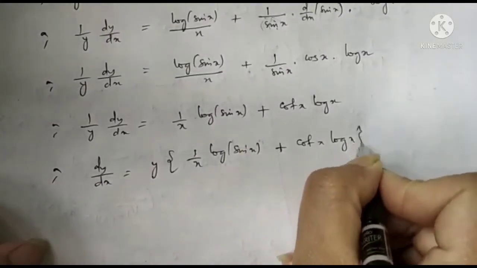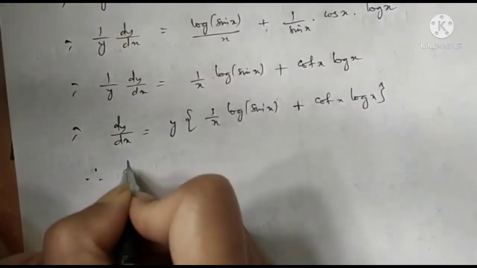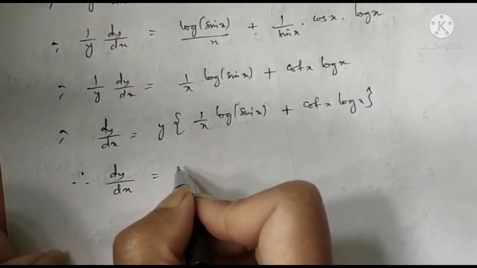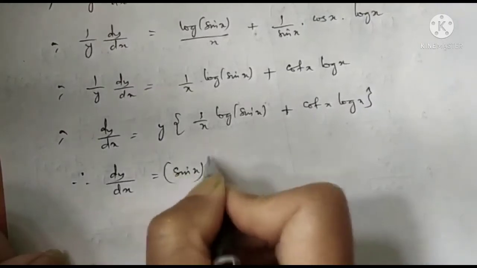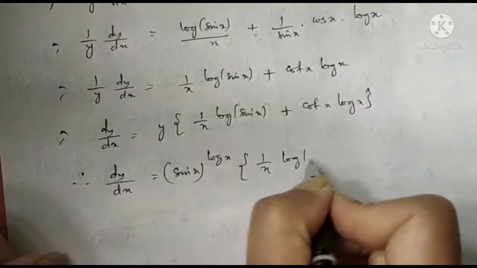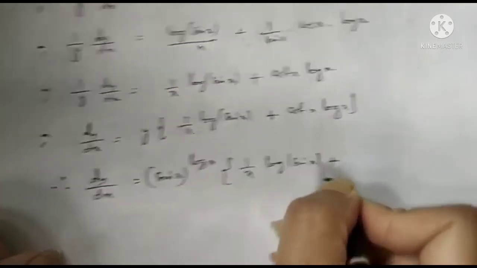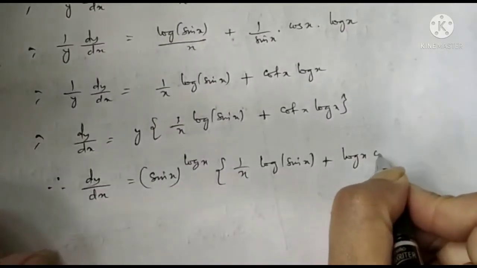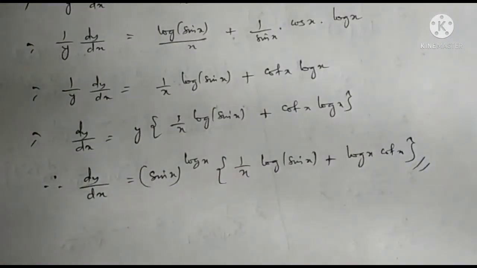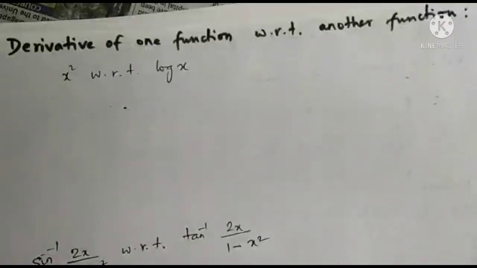So this will be dy by dx equals y into 1 by x log sine x plus cot x log x. Putting back the value of y, you will have dy by dx equals sine x to the power log x, 1 by x log sine x plus log x cot x. This should be your answer. Okay, this is how you differentiate with the help of logarithm.